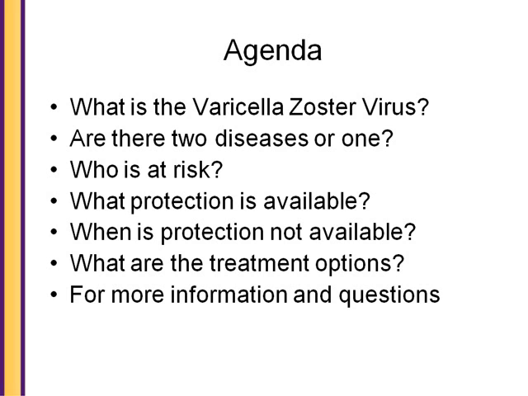Here's the agenda. First of all, to talk about this virus, which is called the varicella-zoster virus, the VZV. And the question that is of most interest to everyone is whether or not this virus causes one disease or two diseases. And I think that we'll be able to clarify the way in which a single virus causes two different clinical manifestations. The third thing that most everyone wants to know is who is at risk, and how does that risk profile change over time.